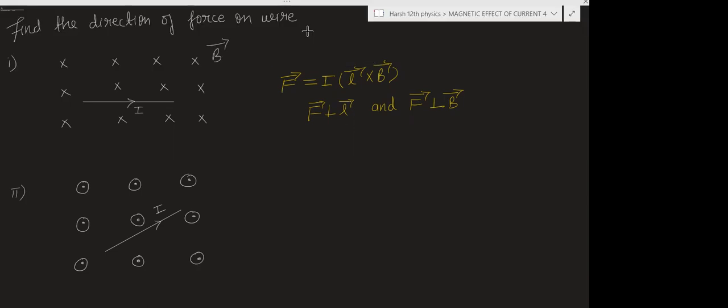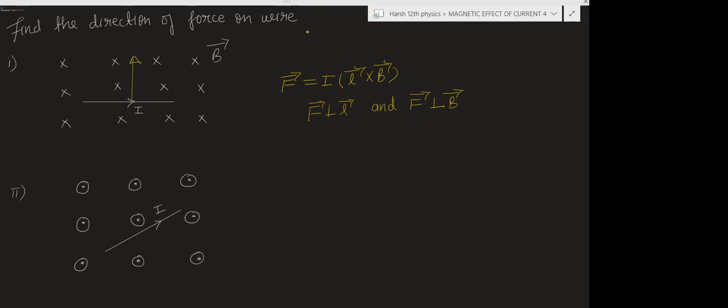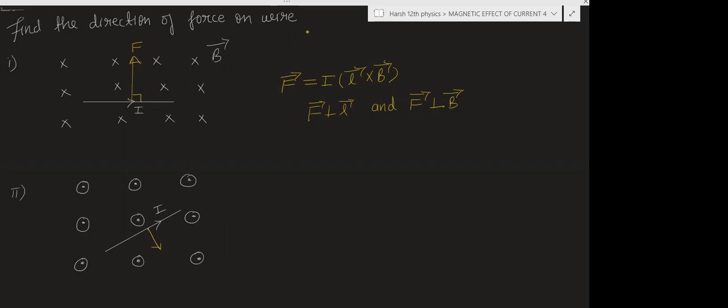So in the second case also it will be upwards? No, wait. I got it. It's actually a different direction, because the current is in a different direction. This wire is tilted like this, so accordingly you have to see. It's towards the left.